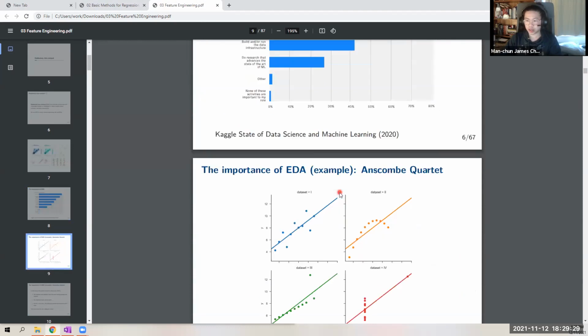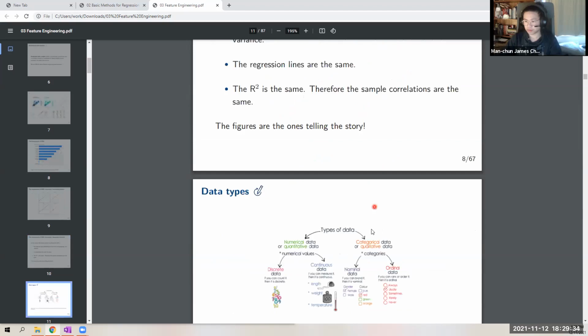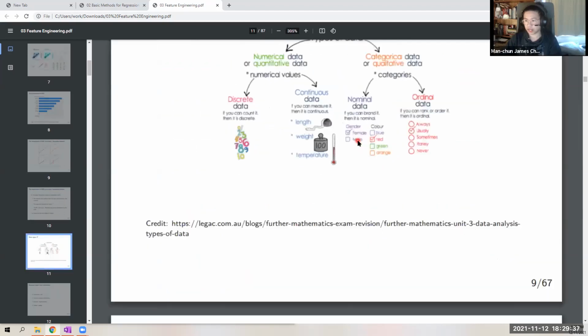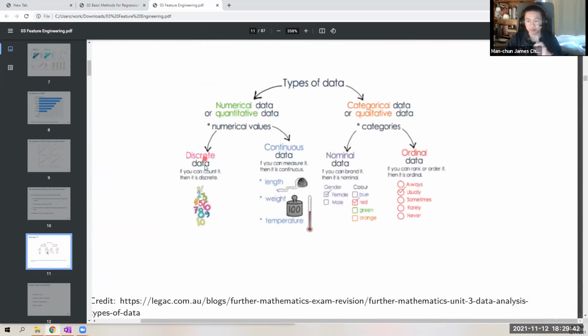So EDA is then the process of just plotting your data sets. Okay, so just plotting it. And just be careful, right? We have 4 different types of data here. We have discrete data, we have continuous, nominal, and ordinal. So be very careful between nominal and ordinal, okay? Because nominal does not have any order to it. Color has no order, but ordinal data has order, right? Always, usually, sometimes, rarely, never. This has an order to it. So you can rank them.